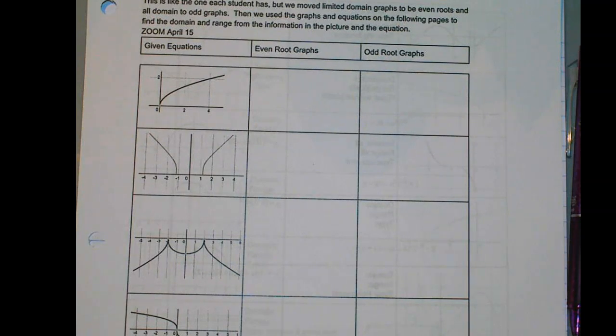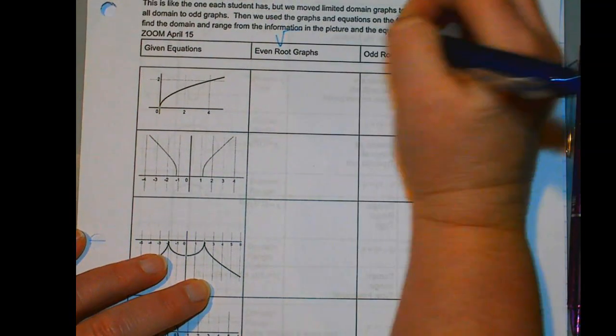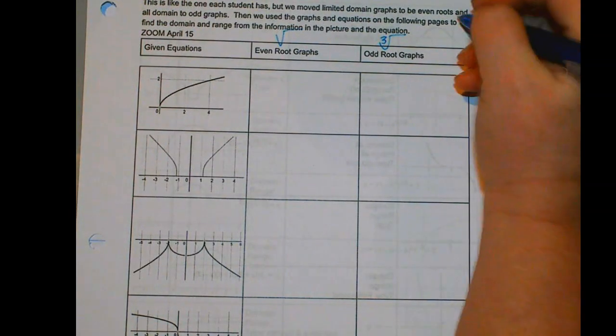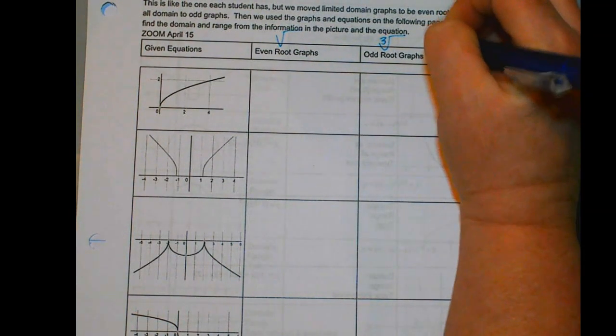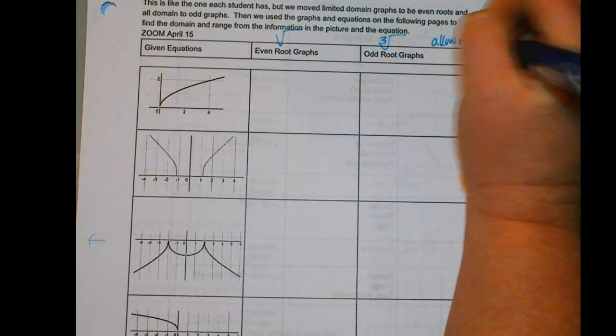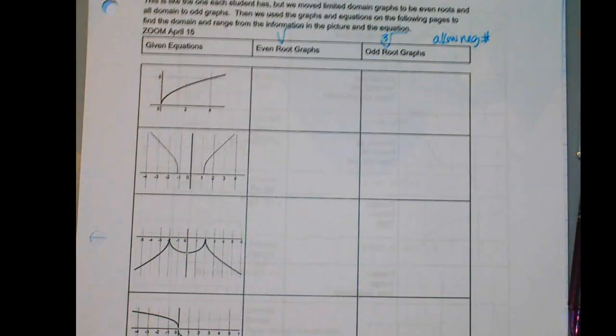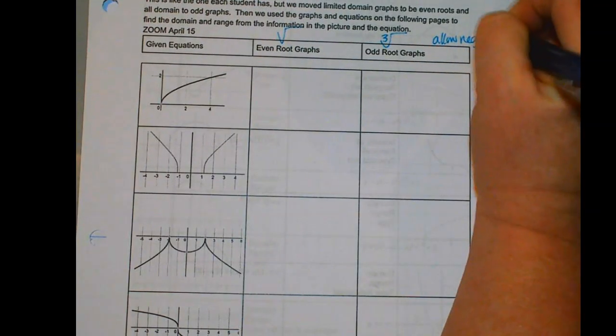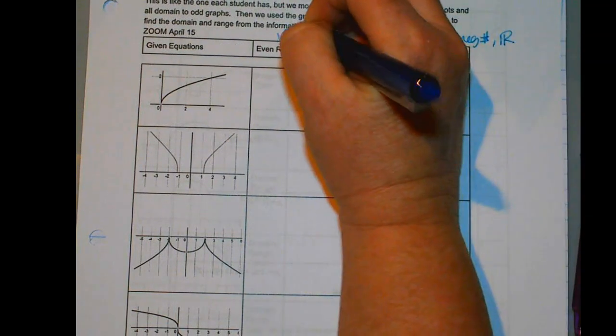What's the difference between them, other than we know that this is probably something like a square root and this would be a cube root? What do we know? Yep, Ben. So the domain for cube root graphs or odd root graphs are what compared to the domain for even root graphs? So this one is all real numbers and this one is not.